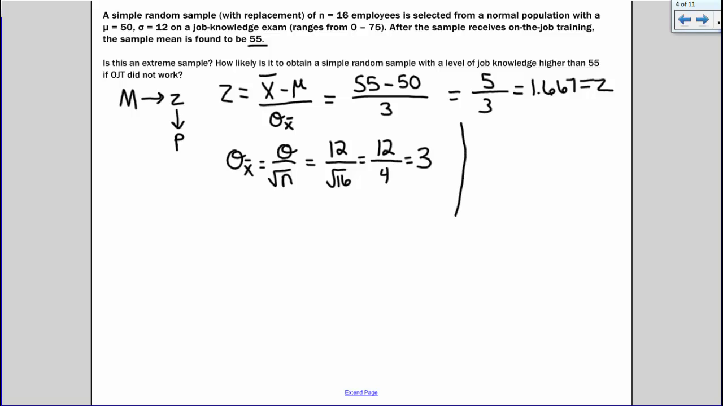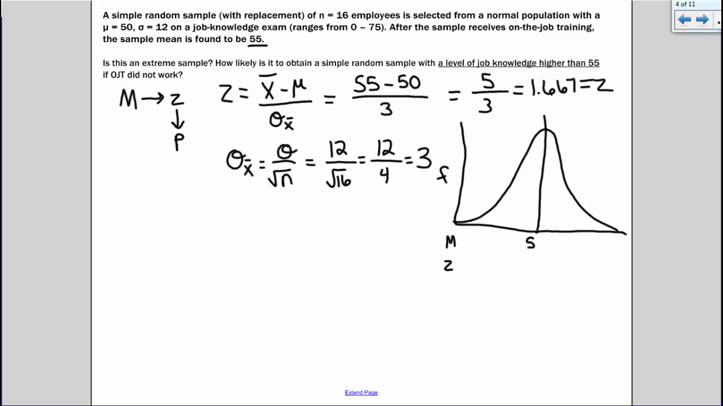Let's go ahead and draw our distribution because we're going to need to do that to visualize the probability of getting job knowledge higher than 55 if on-the-job training did not work. So, draw our normal distribution. Frequencies are here. We've got our sample means represented here and the z-scores for those sample means. So our population mean is 50, so we put that in the middle because that equals the mean of the sampling distribution, z-score of 0. And we were looking at a sample that had a mean of 55. And we know that the z-score for that sample is 1.667.